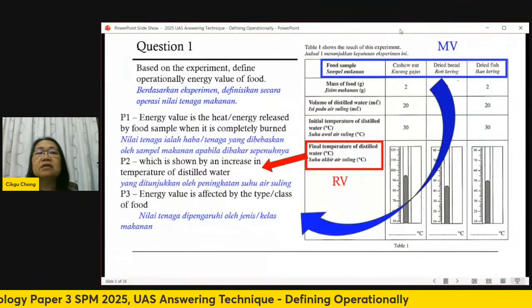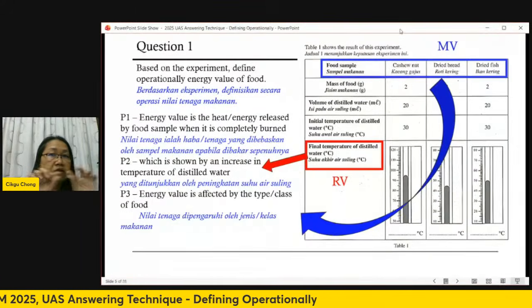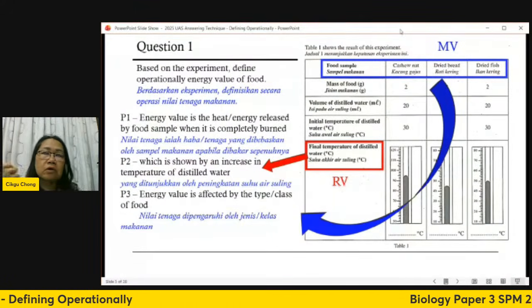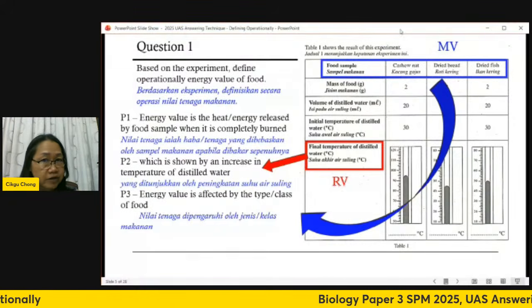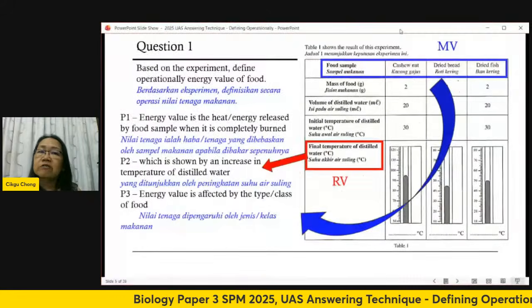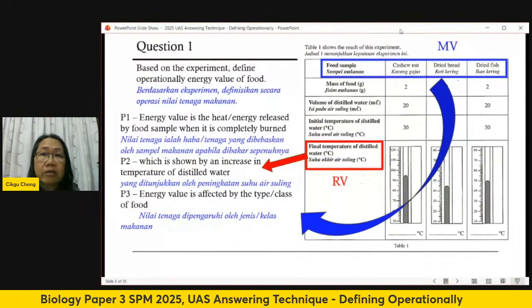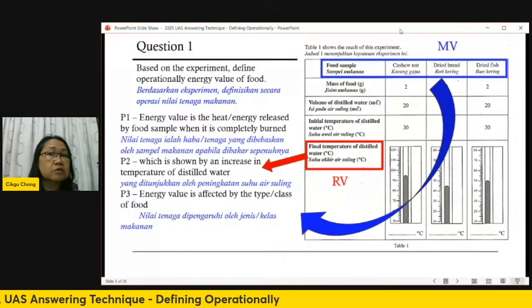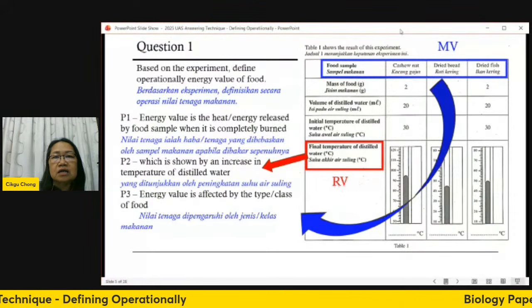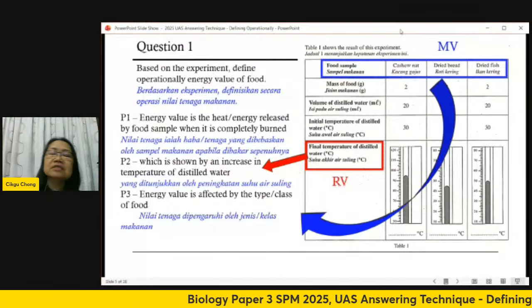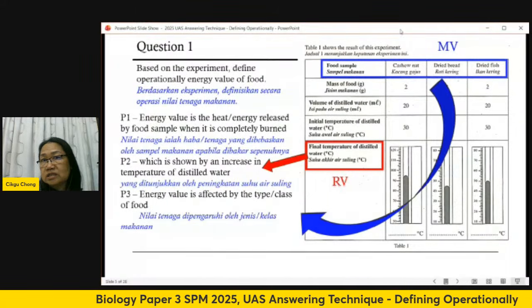So you see here, P1 is defining it, what is energy value. P2, what do you use to measure your energy value, your RV. Third point, what can affect your energy value, your MV. Okay, clear? So this was a past year question, but not your year, because this was from before 2021.